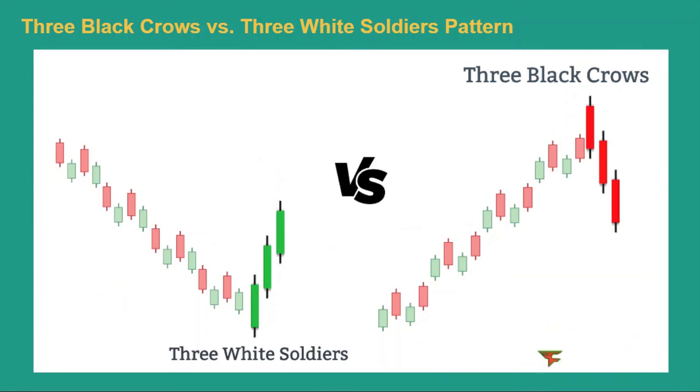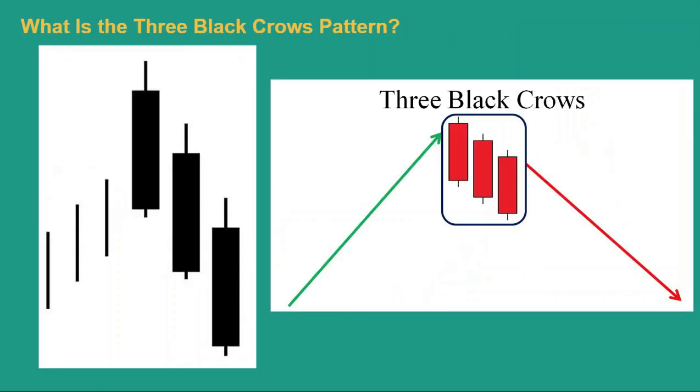Unlike the three white soldiers pattern, which signals a trend reversal from bearish to bullish, the three black crows candlestick pattern signals a trend reversal from bullish to bearish. And the second point is, whereas three green candles represent the three white soldiers, the three black crows pattern is represented by three consecutive red candles. They are also relatively large in size, have small or no wicks, and the second and last candle highs don't go beyond the middle price range of the preceding candle.